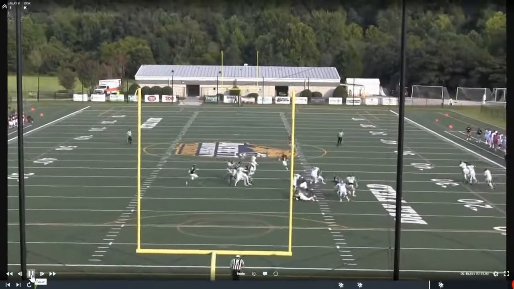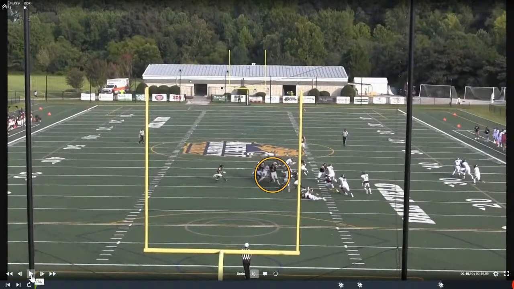Notice that this player, even though he gets knocked down, is right back at the point of attack later on in the play. Since it's hard to determine advantage and disadvantage at the point of attack on a kicking play, let's keep in mind that anything that is obvious should be called on these plays.